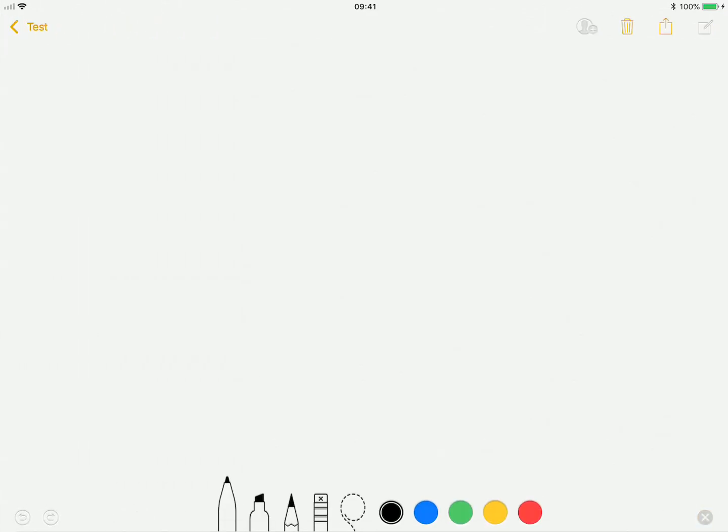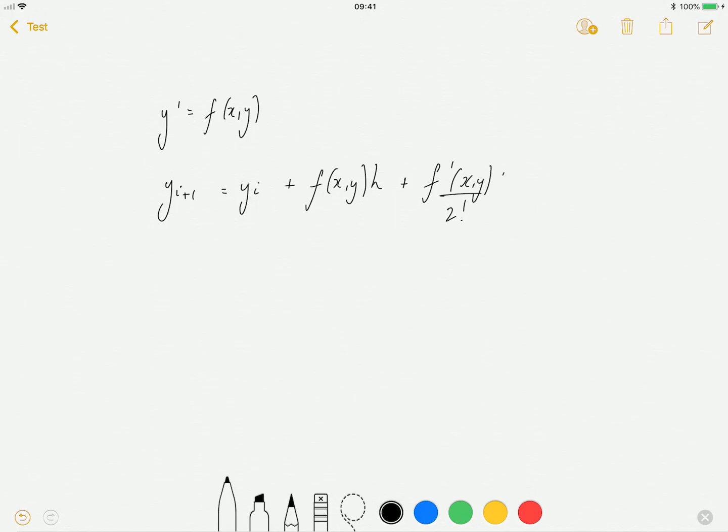Now, since y prime is equal to f of x, y, we can resubstitute this back into our Taylor series to get y at i plus 1 is equal to y of i plus f of x, y multiplied by h plus f prime of x, y over 2 factorial h squared, all the way to f to the n minus 1 over n factorial h to the power of n, plus some error term of order h to the power of n plus 1.